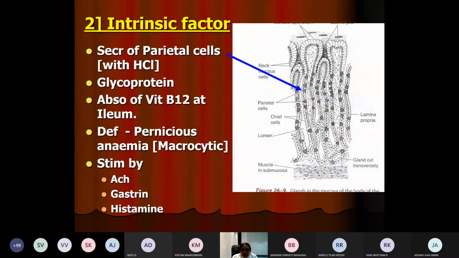Intrinsic factor, secretion of parietal cells, glycoprotein. Absorption of vitamin B12 at ileum. Deficiency causes pernicious anemia. Stimulation by acetylcholine, gastrin, histamine.